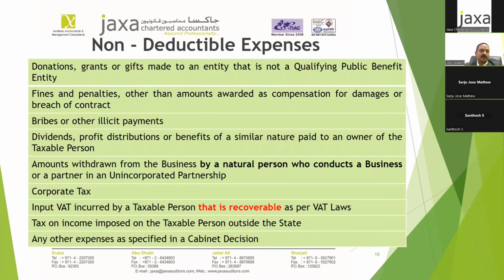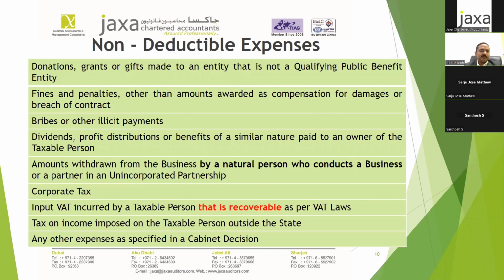Another non-deductible expense is an amount withdrawn from the business by a natural person who conducts a business or a partner in an unincorporated partnership. This is the case where, like a proprietary business, any amount taken by the owner will again not be a deductible expense. Then corporate tax, again, is not a business expense. It is a levy to the government, and hence it is not a business expense.